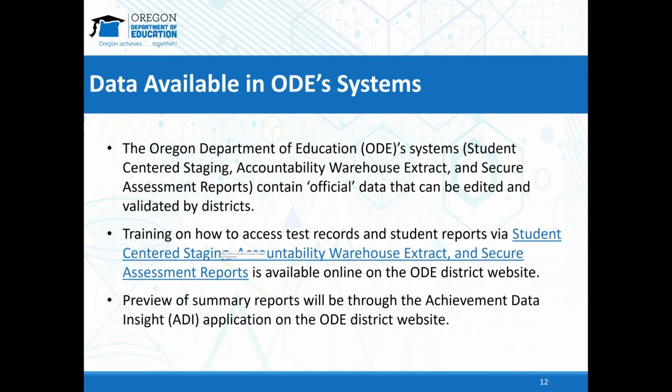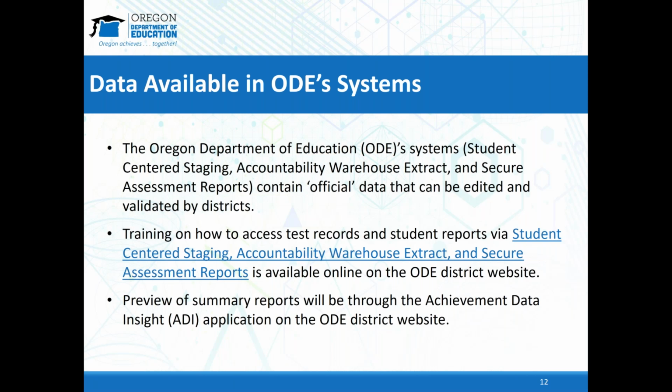The Science 1819 and 1920 test records will be editable in the Student-Centered Staging application on ODE's district website. Districts can download the records to load into local systems from the Accountability Warehouse Extract application. There is a webinar training on how to access assessment data in those ODE applications available on the district video training website, linked in the second bullet here.